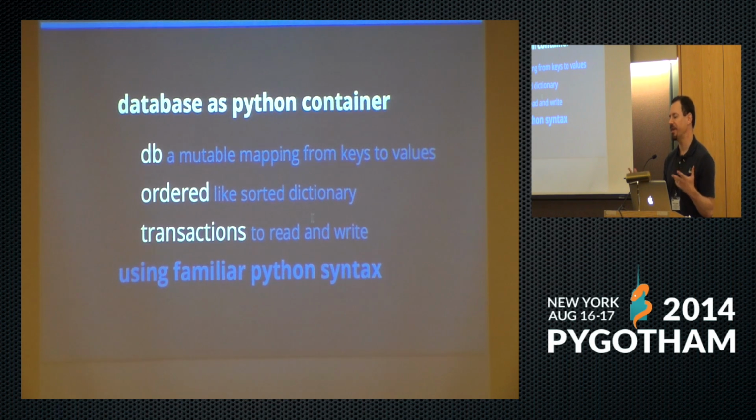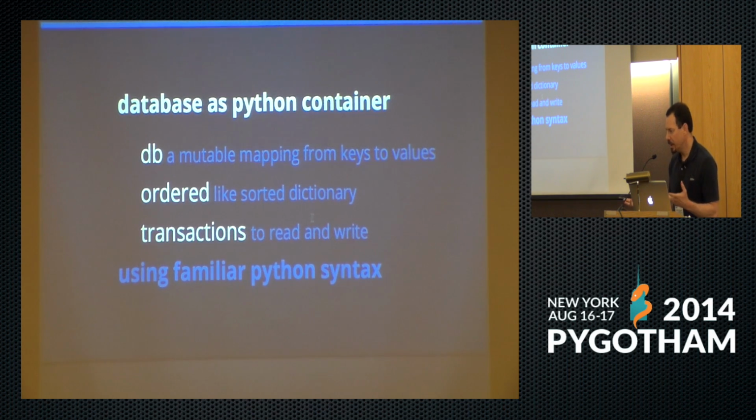So how does this look in Python? How does this get exposed in the Python binding? Well, the abstraction is incredibly simple. It's so simple that when you look at the code, it's like, well, where am I doing the database stuff almost? So there's a DB, which is the database, and it's a mutable mapping from keys to values.